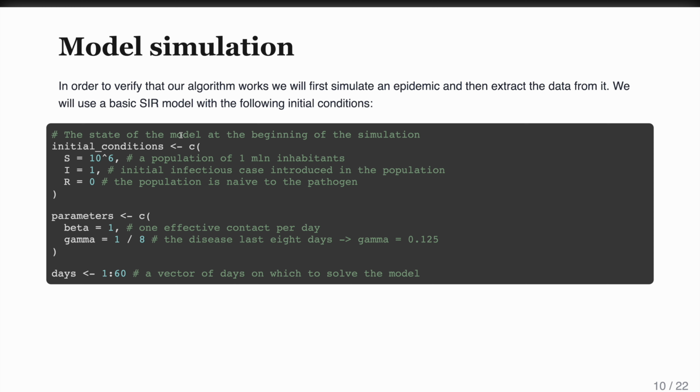So to simulate the data, let's start as usual from initial condition. So population of 1 million plus 1 infectious case. Some parameters, I took beta equal to 1 and gamma equal to 1 over 8. So this is the last 8 days. So gamma is 0.125. And then we follow the epidemic for 60 days.